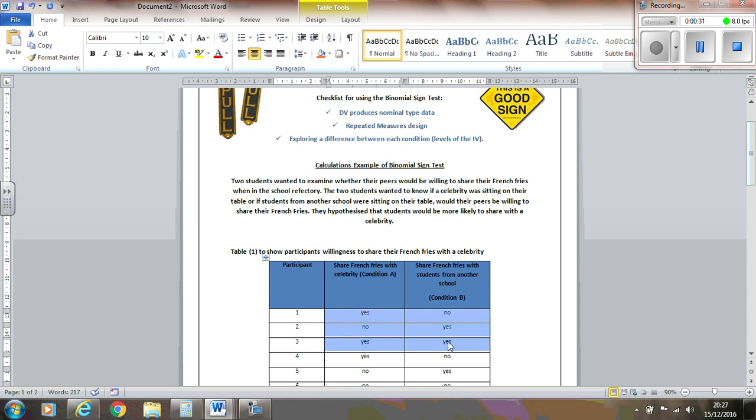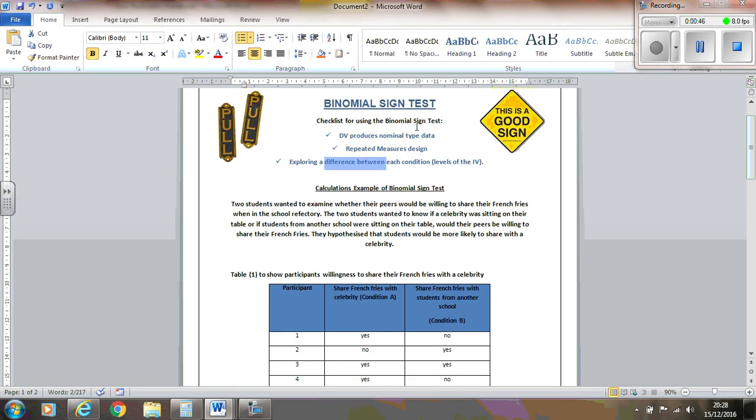So the actual data in the table is words, so it's nominal data. We've also got the same person being asked both questions, so they're taking part in both conditions of the IV, so we've got a repeated measures design, and we're looking at the difference between them. So is there a difference? Those are the three conditions for using this test, and this data meets all of those.